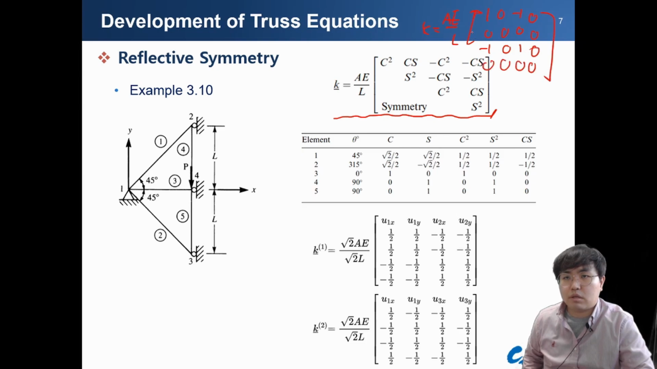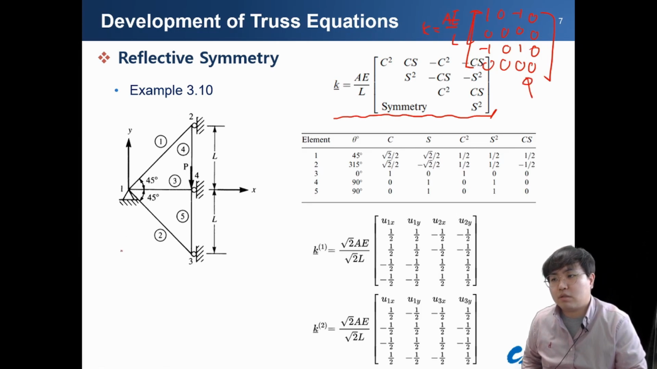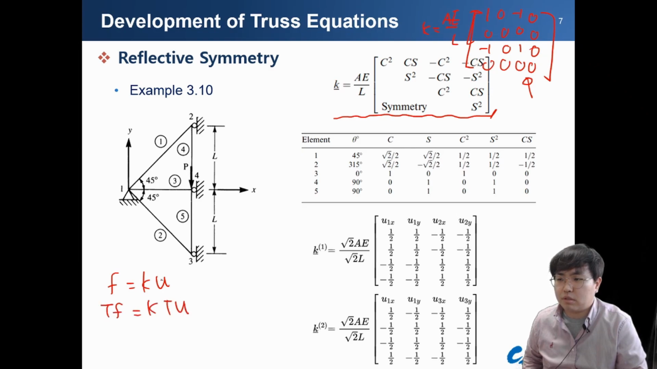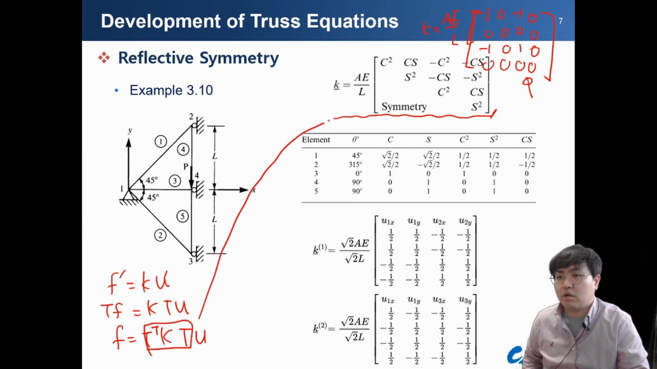And then this local stiffness matrix will be rotated. How can you do that? Using the transformation matrices. So F equals KU. Here we use a rotational transformation matrix. Maybe it looks like this. And then the inverse is equal to the transpose of the transformation matrix. That result looks like this.